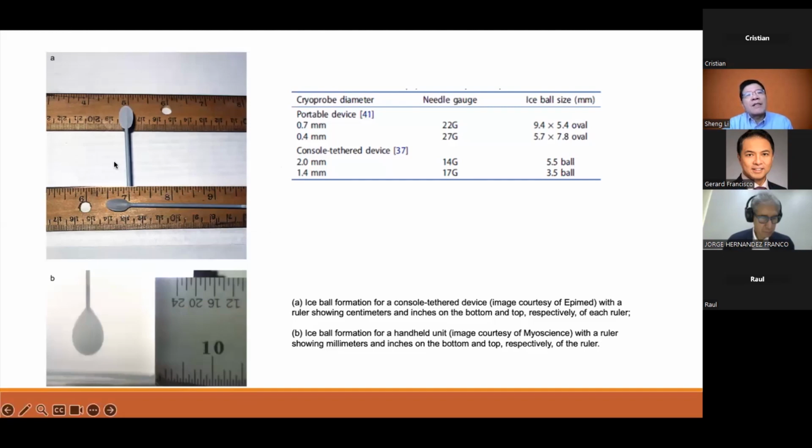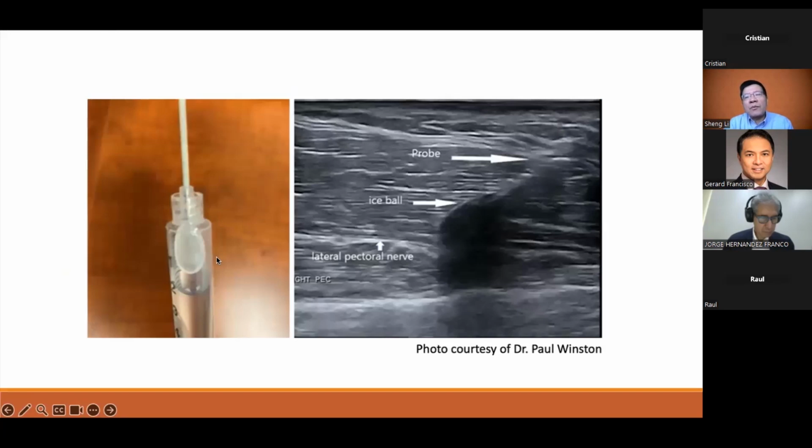Now there are different generations of cryoneurolysis systems as compared to the old device system. We see the probe or the needle itself is large as compared to the newer one, and the ice ball it generates is relatively small as compared to the newer one. And this is a picture provided by Dr. Paul Winston. This is the actual picture he took from clinical practice, and this is the ultrasound image during the procedure.